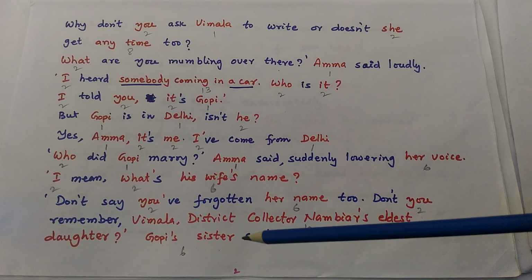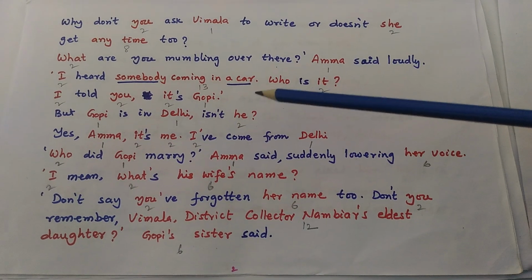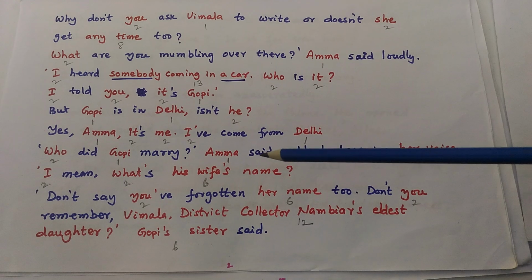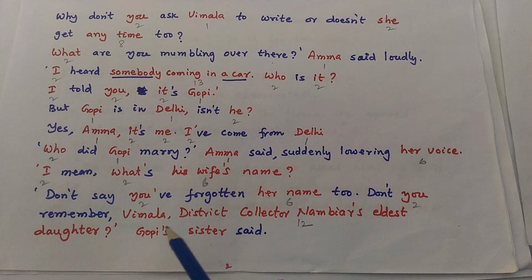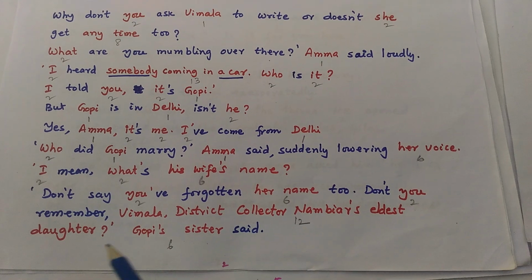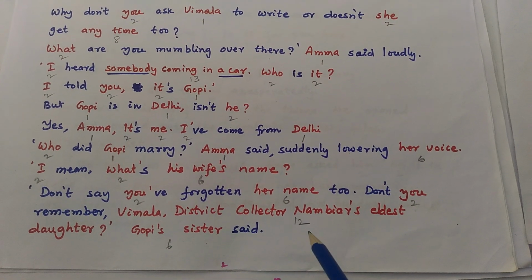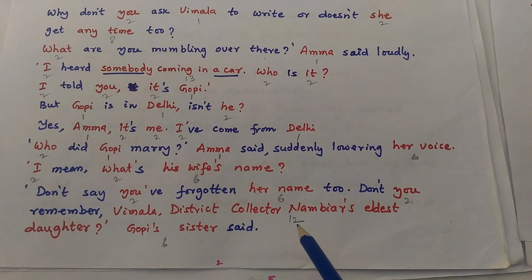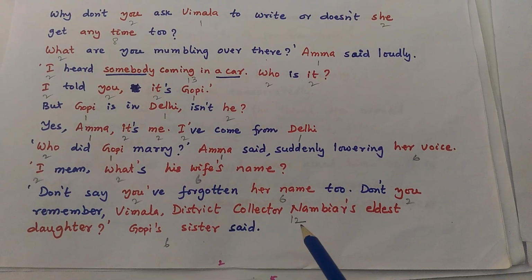This is a passage with noun phrases marked in red ink, and also its indicators. For example, Vimala, district collector Nambiar's eldest daughter. This is also a noun phrase, that is the 12th. Indicator number 12 is that noun apposition.